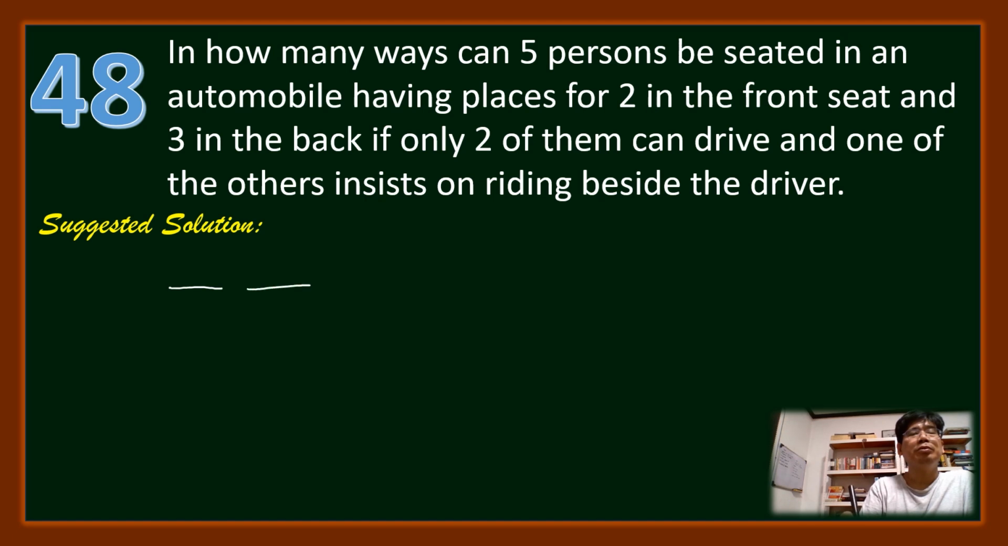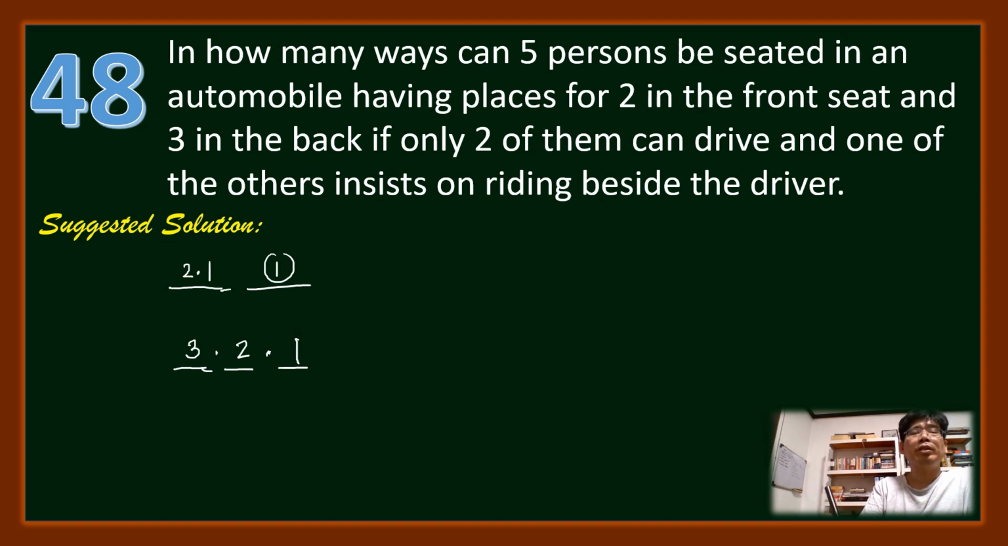We have 2 choices for the front seat, including the driver's seat, and then we have 3 choices in the back seat. Since there are only 2 of these 5 people that can drive, then we have 2 choices in the driver's seat, that is 2 times 1. And since one of the others insists on riding beside the driver, we only have 1 choice in that position. Then the remaining 3 will be 3 times 2 times 1.